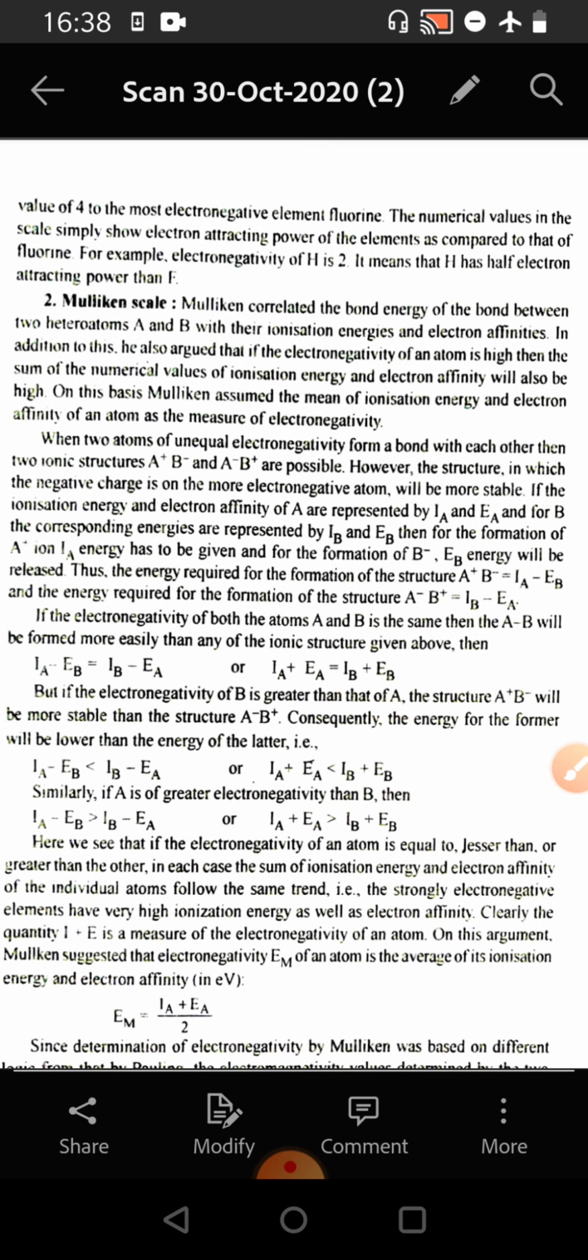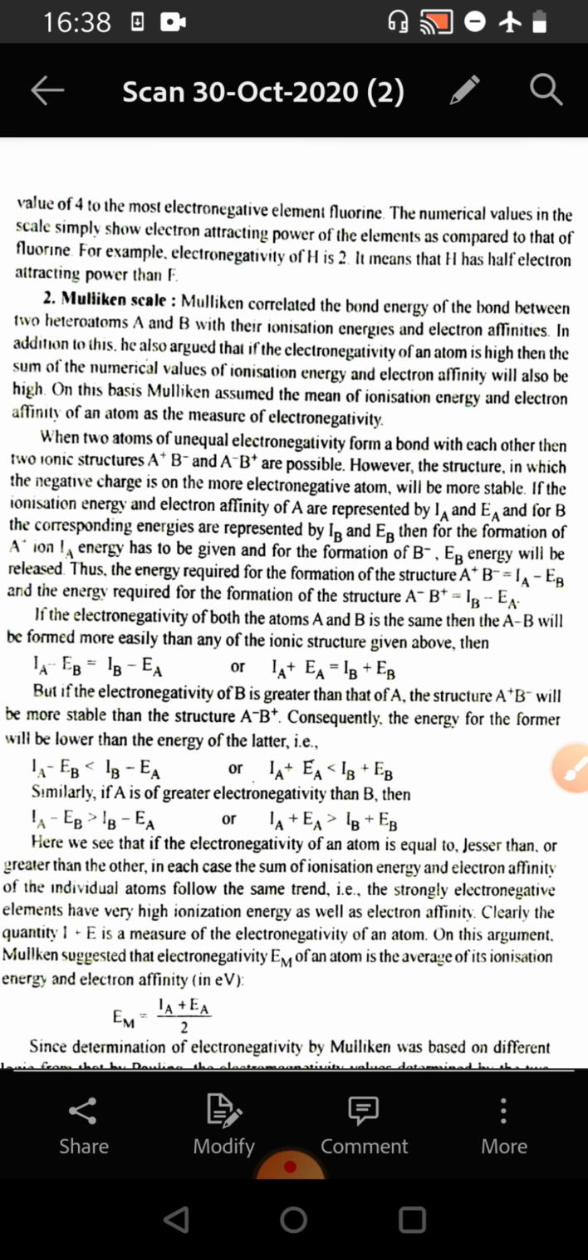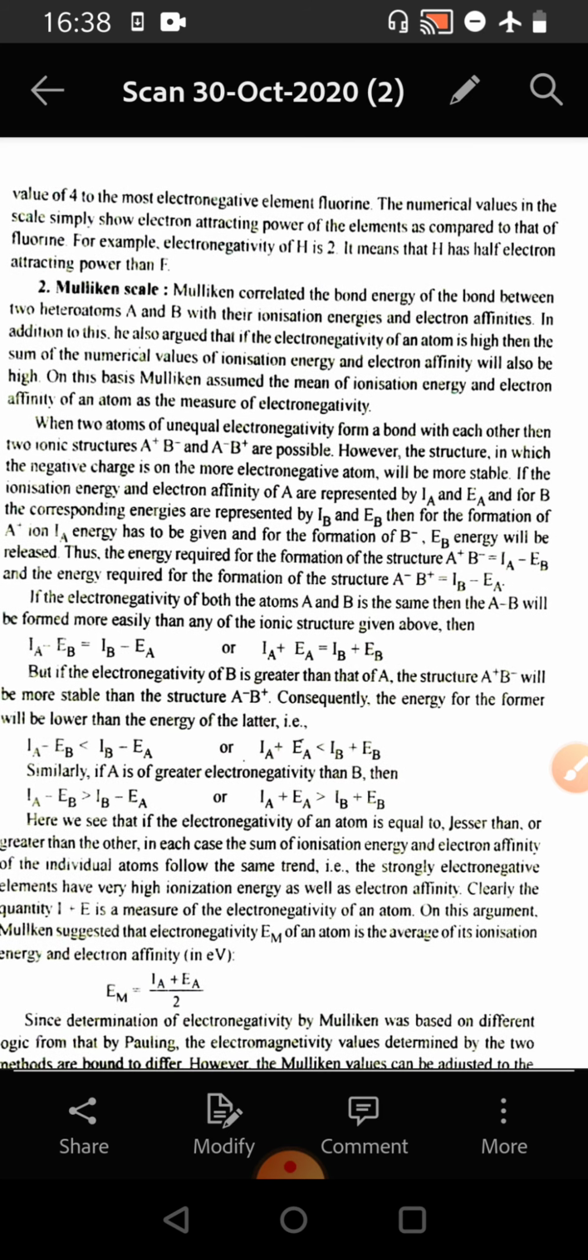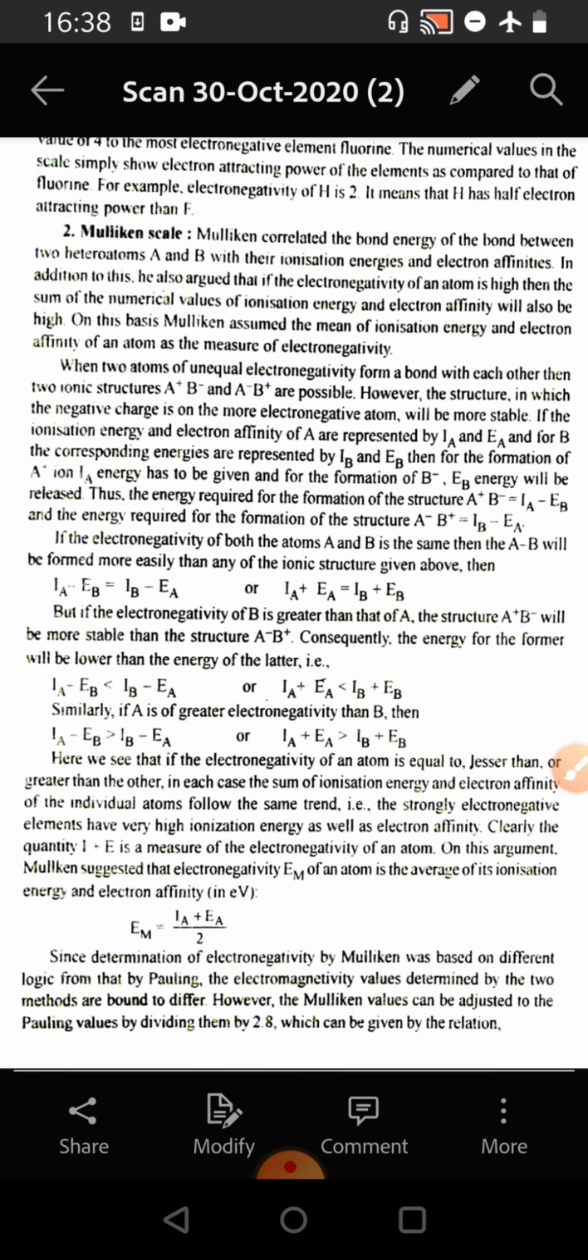For example, electronegativity of H is 2. It means that H has half the electron attracting power of F. Now the second method is the Mulliken scale.